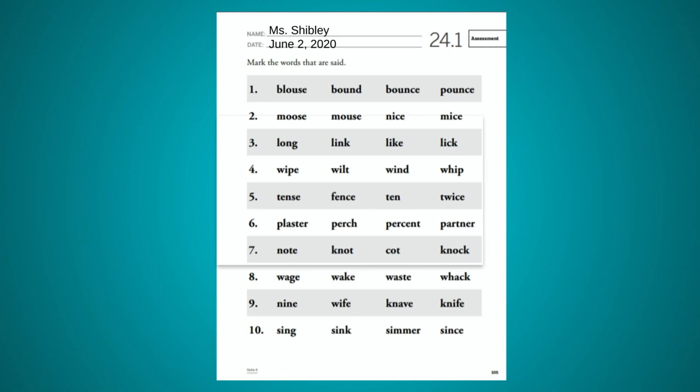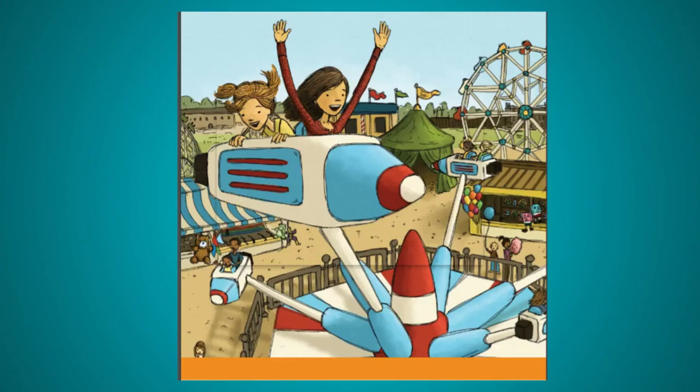Okay, great job. Don't forget to send your teacher a picture of this assessment page. And now it is time for our reading.